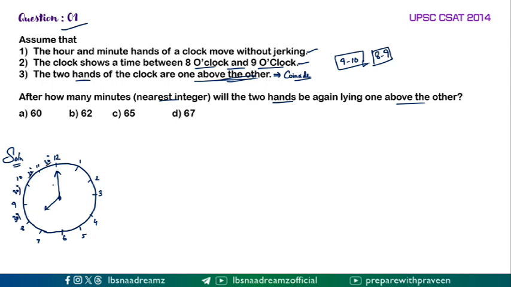So 120 degree, the angle between minute hand and the hour hand when the time is 8 o'clock will be 120 degree. So the remaining angle will be 360 minus 120 degree. That is, 360 minus 120 will be 240. So the remaining angle will be 240 degree.